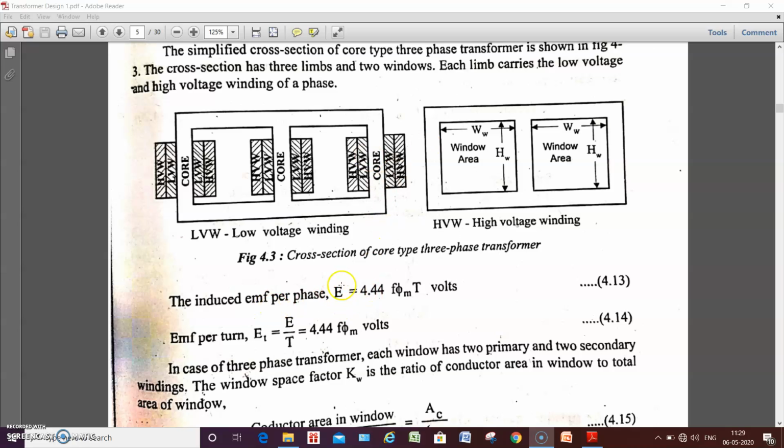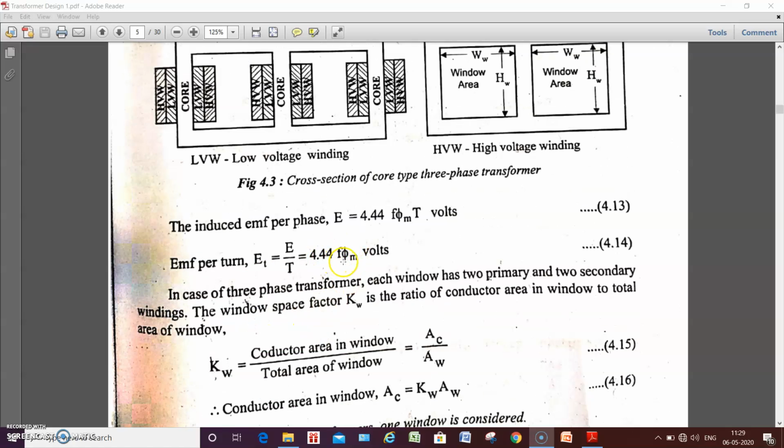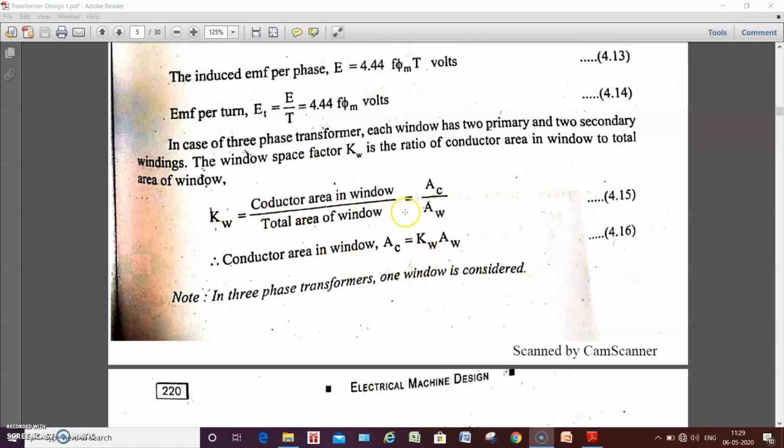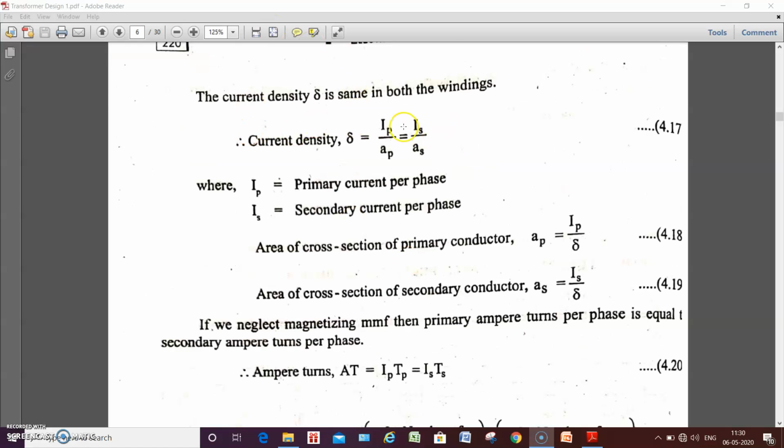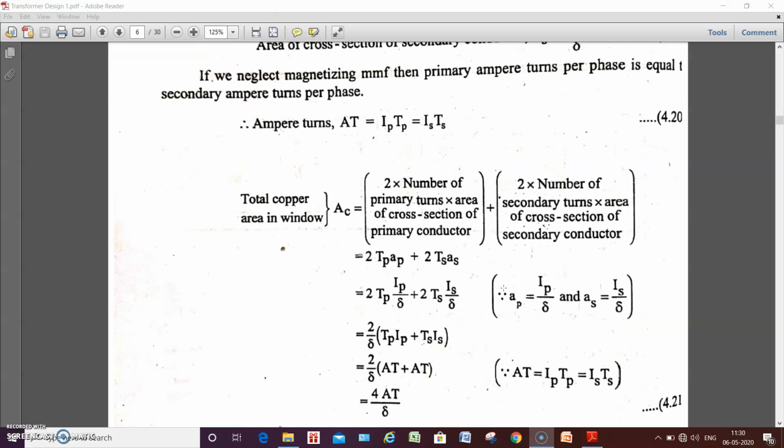So you know the equation 4.44 F into T, and EMF per turn again 4.44 into F into FM. The conductor area will be the same; KW, the window space factor, is conductor area by total area in the window, AC by AW, as in the previous problem. Again the current densities are the same, and the ampere turns are the same on both sides.